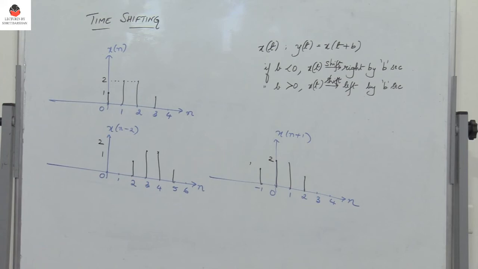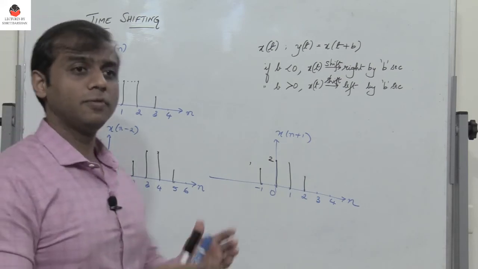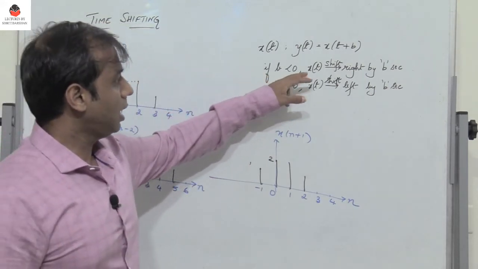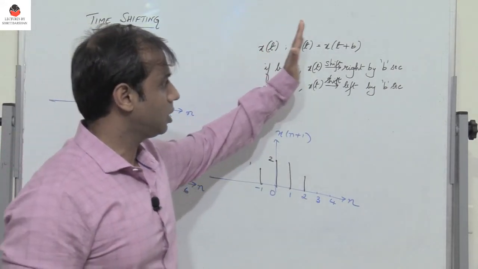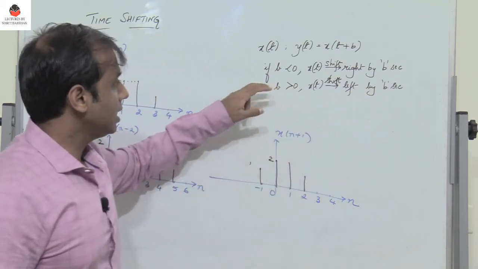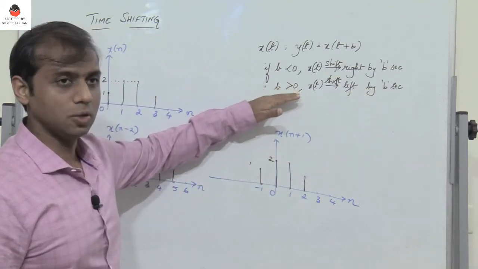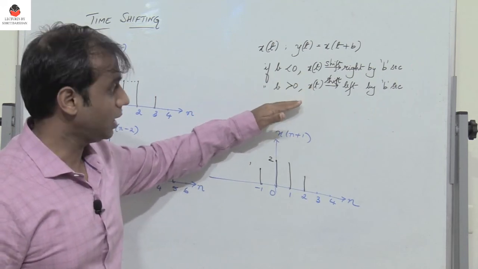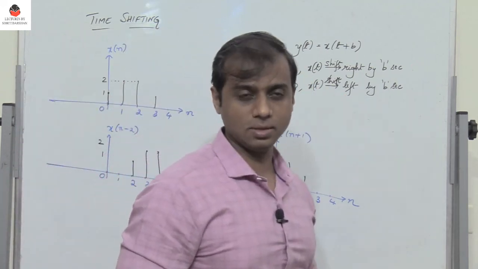So this is how we obtain the signals which are time shifted. So remember the general rule: if the value of b is less than 0, then the entire signal x of t or x of n gets shifted to the right by b seconds. And if the value of b is greater than 0, then the entire signal, whether it is x of t or x of n, gets shifted left by b seconds.